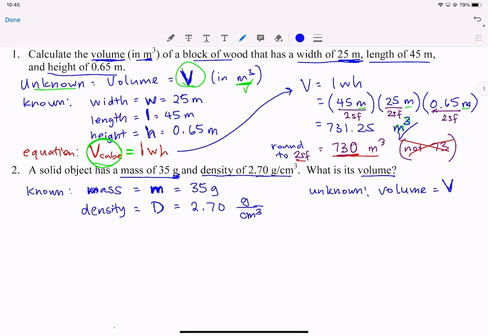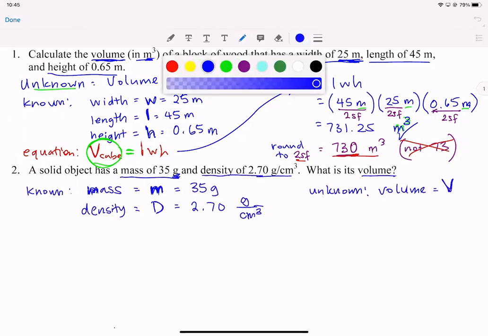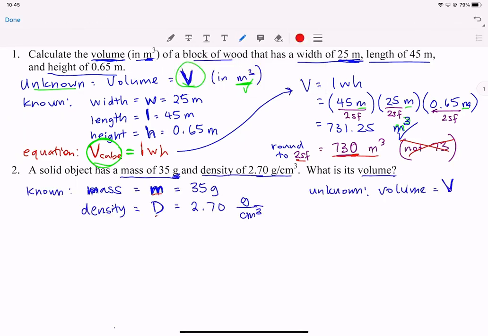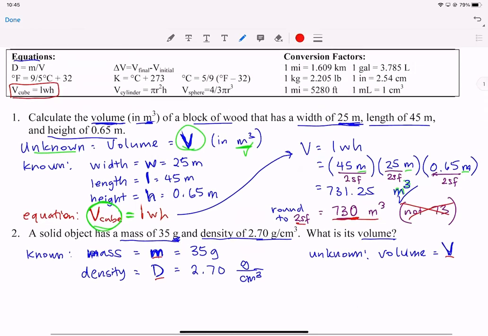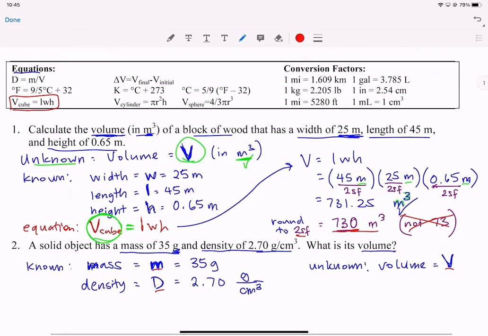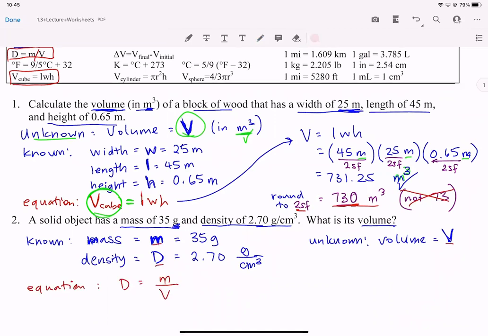So you want to then go find an equation that has all 3 of these. You want M and D and V. So going back and looking at the equations, I see this equation that has a D, an M, and a V. Okay, so let's copy that equation. It has D equals M over V. Okay, so that's M over V. So this equation will help us get to the unknown, which is V.